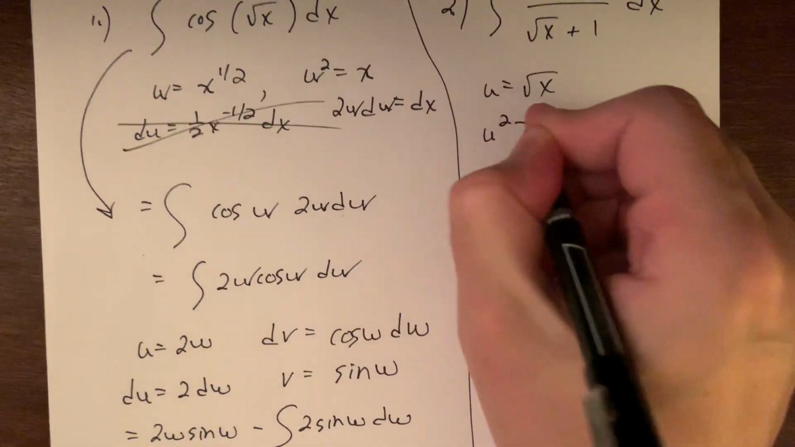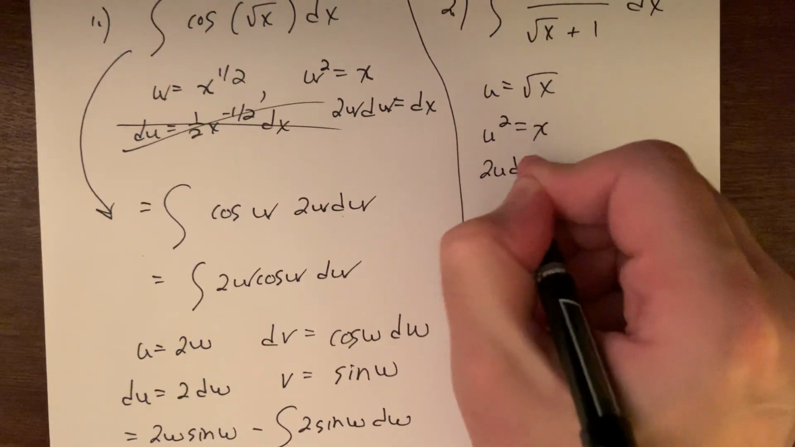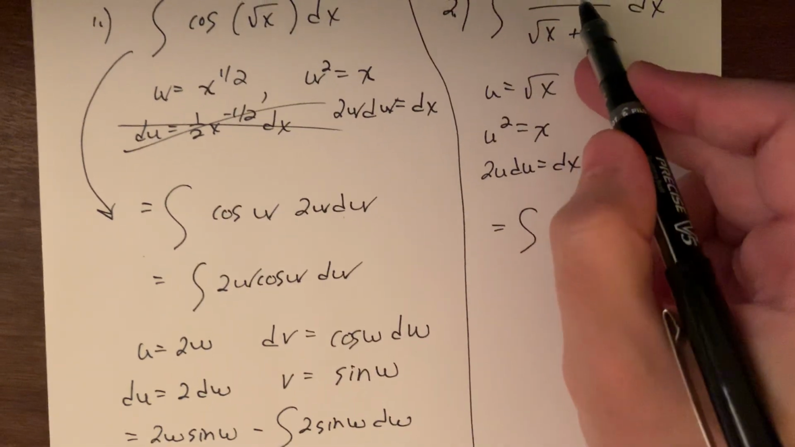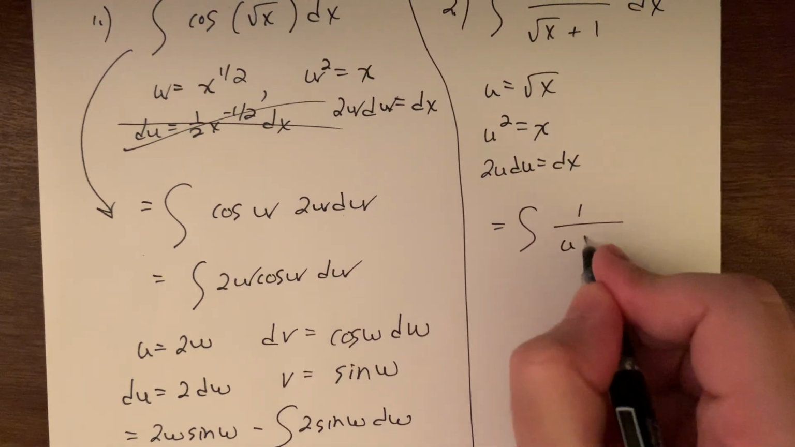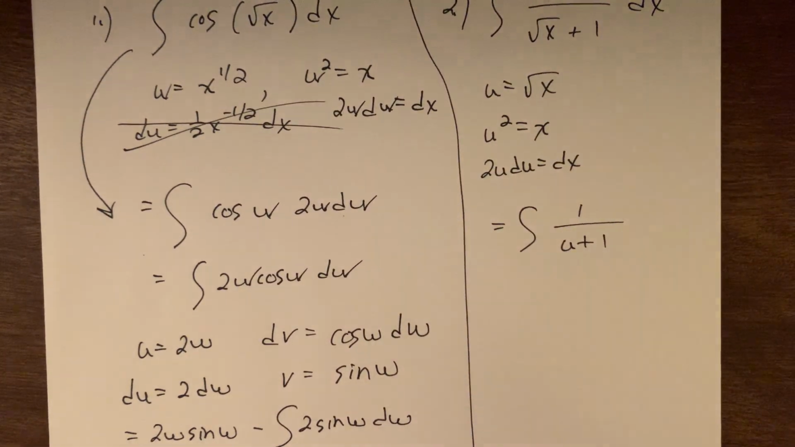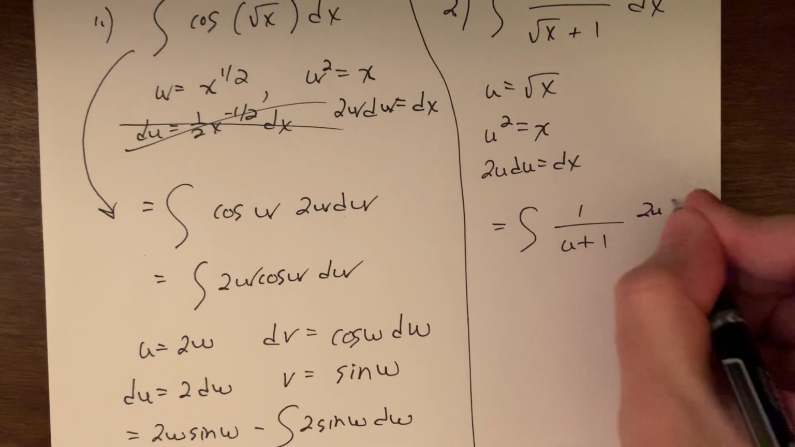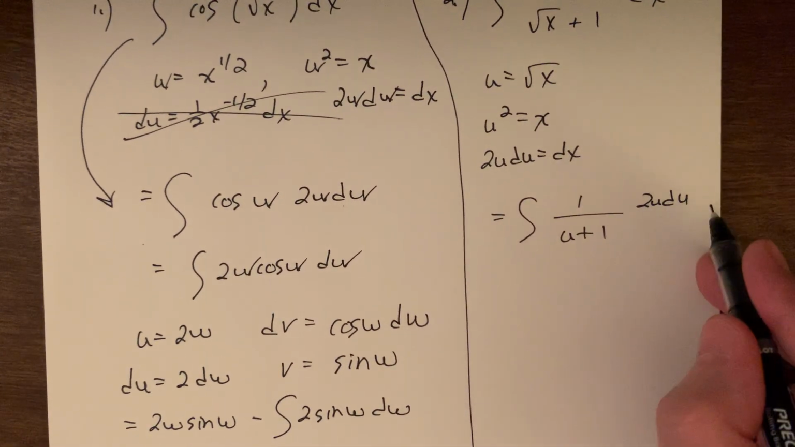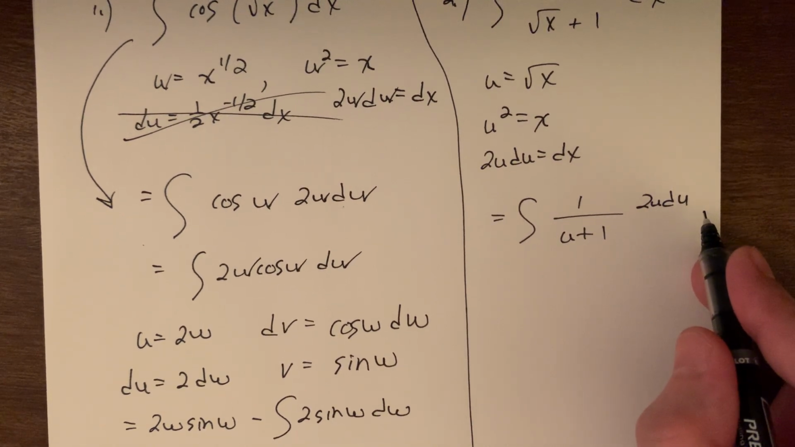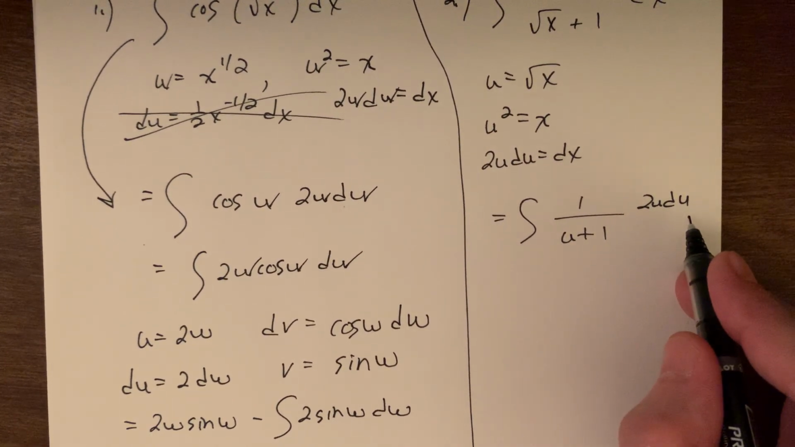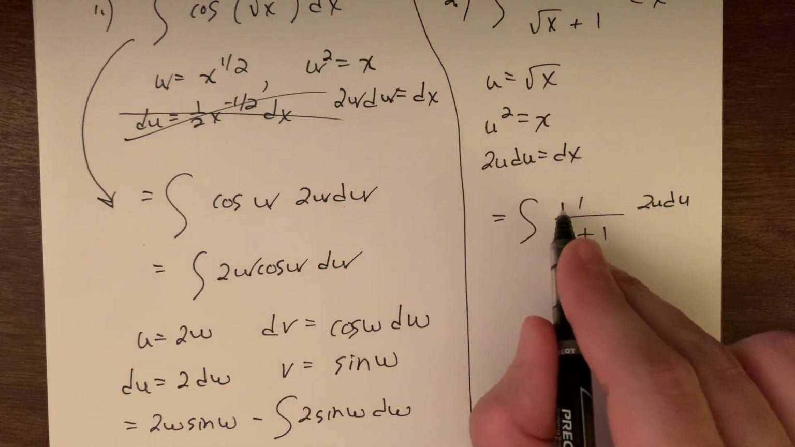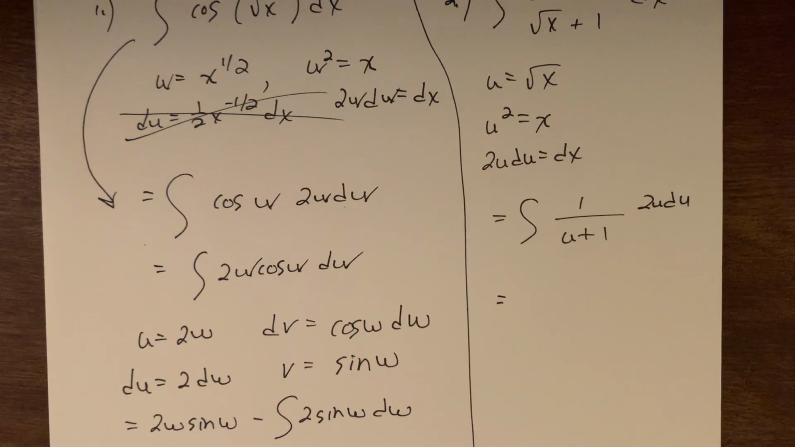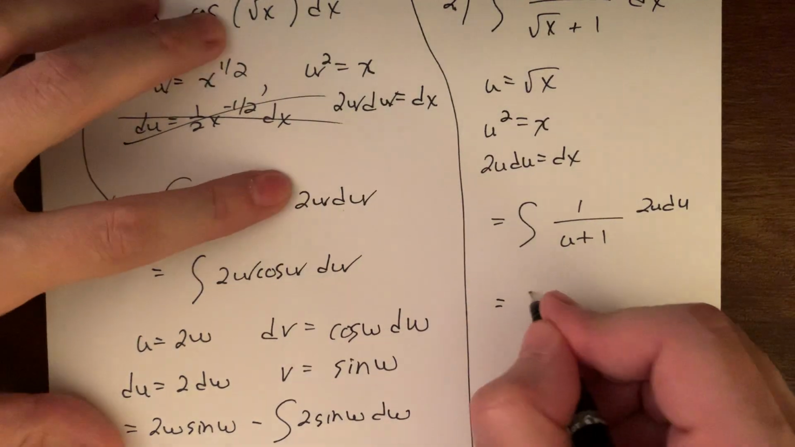But if I make u squared equal to x, 2u du equals dx. Now my integral has become 1 over u plus 1, but dx is 2u du. This has become, it's not exactly a partial fraction problem. This one's not even that complicated, but a little more similar. You put this on top, the degree is the same. So again, that's why we're not jumping to partial fractions, but it does have that fraction.